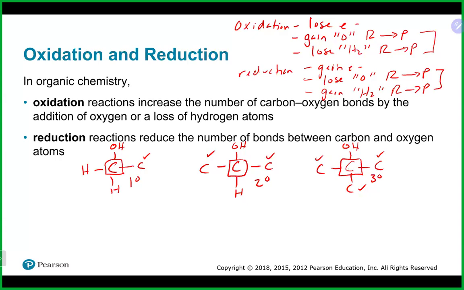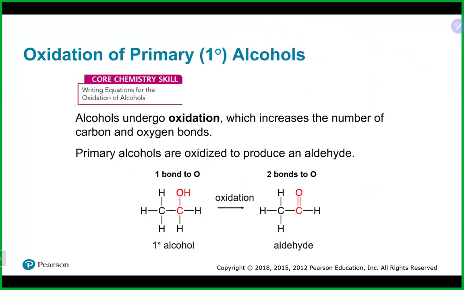And remember that they always occur together. So if you have an oxidation, usually something is getting reduced along the way. So let's talk about each of these. Let's talk about a primary alcohol. So if we have a primary alcohol, let me just draw one out here. We'll go with this one. I'm just going to kind of fully draw it out, I think.